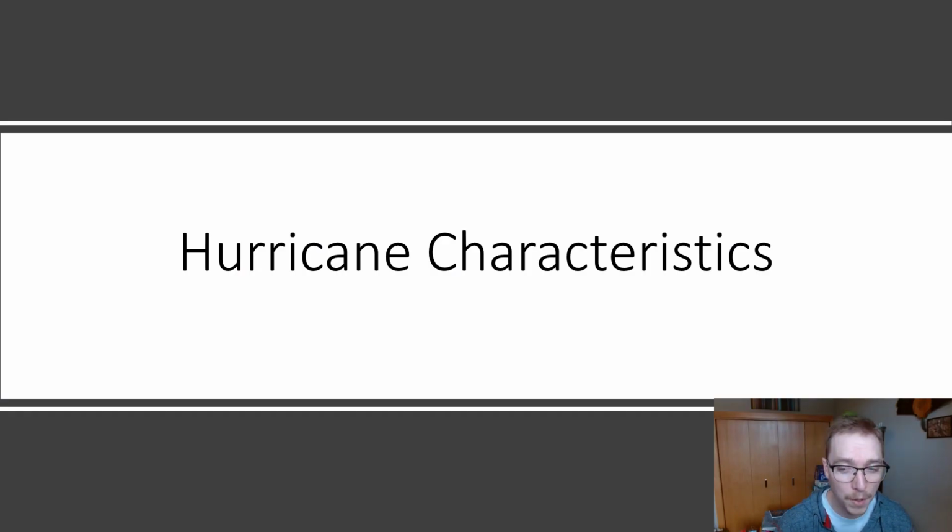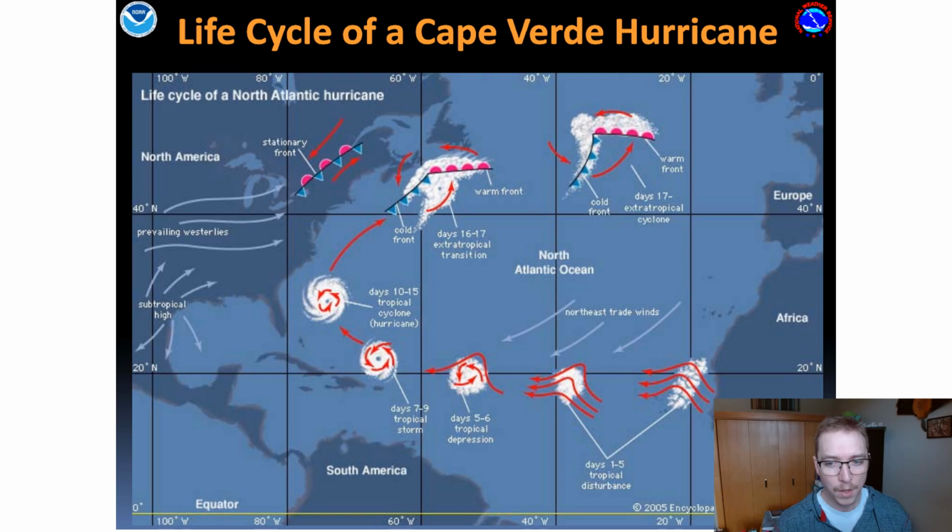So what are some characteristics of hurricanes? This is typically what the path of a good number of Cape Verde hurricanes, those coming off the coast of Africa, Cape Verde, looks like. So 1 to 5 days, you've got your tropical disturbance here. You've got your northeast trade winds blowing down this way, helping fuel that storm.